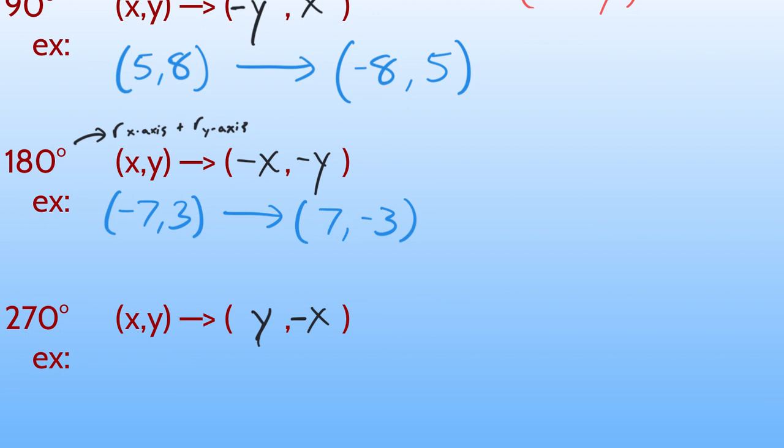For an example, let's say we started with negative 8, negative 4. If you rotate that 270 degrees, you would get negative 4 and positive 8, because we switched the positions and then we changed the sign of the new second one.